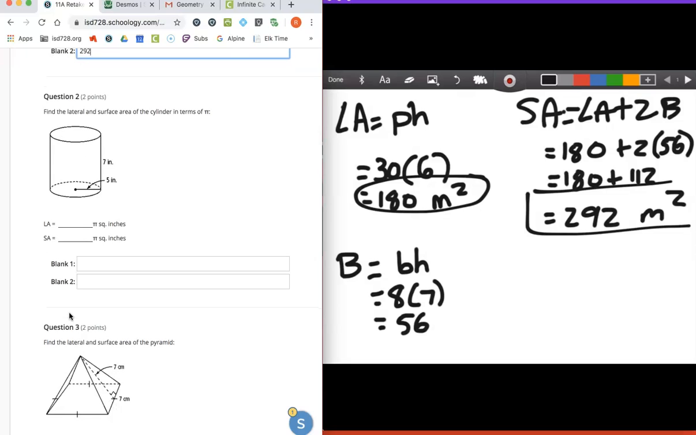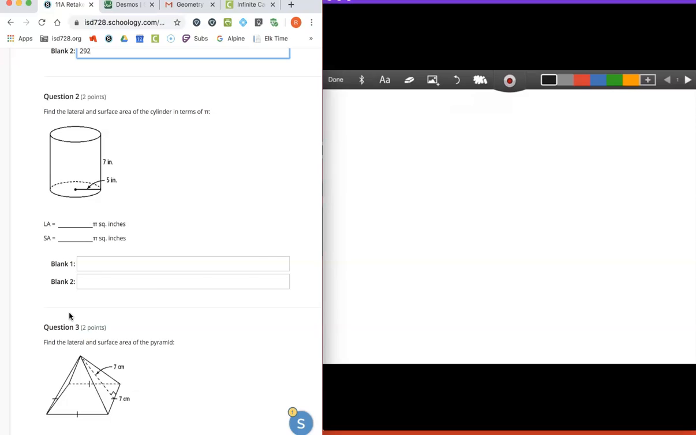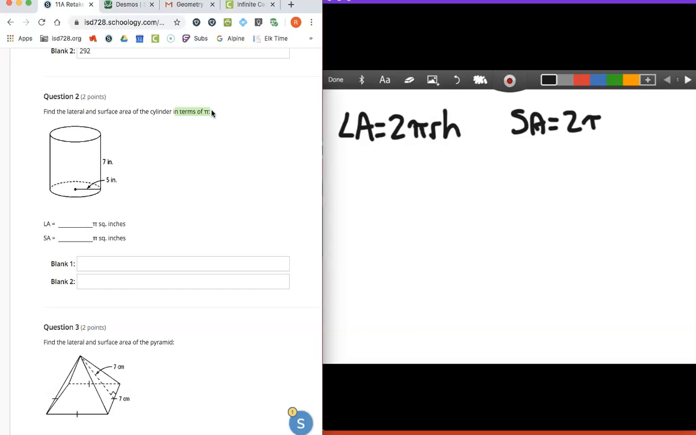So the next one's a cylinder. Let's take a look at that one and that formula. They want both LA and SA. Check the directions. This one wants it in terms of pi, so we're not going to worry about any calculator steps. The lateral area of a cylinder is 2 pi r h. The surface area is that LA, 2 pi r h, plus there are 2 circles that are pi r squared in size each.